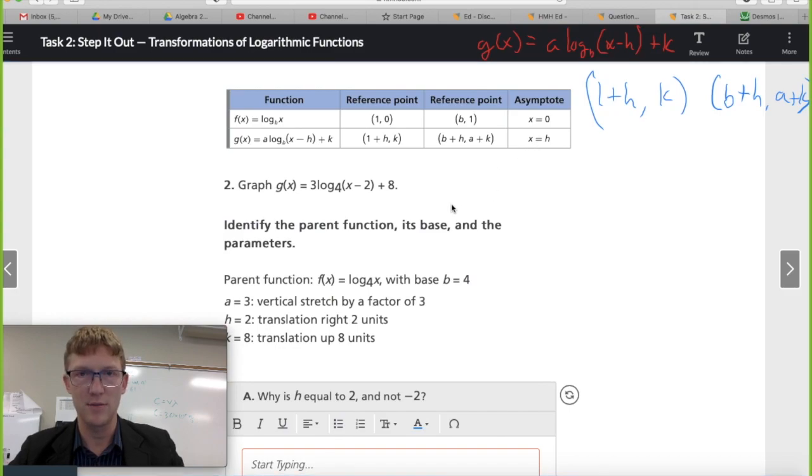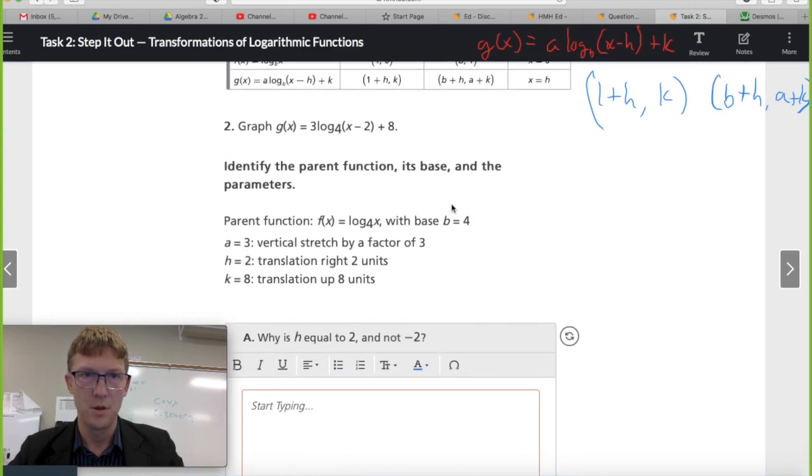And then we'll have our asymptotes. So when it says graph g of x equals 3 log base 4 of (x minus 2) plus 8, we should be able to figure that out based on all of our stuff. So first things first, we've got to identify our key parameters. We've got our function up here.